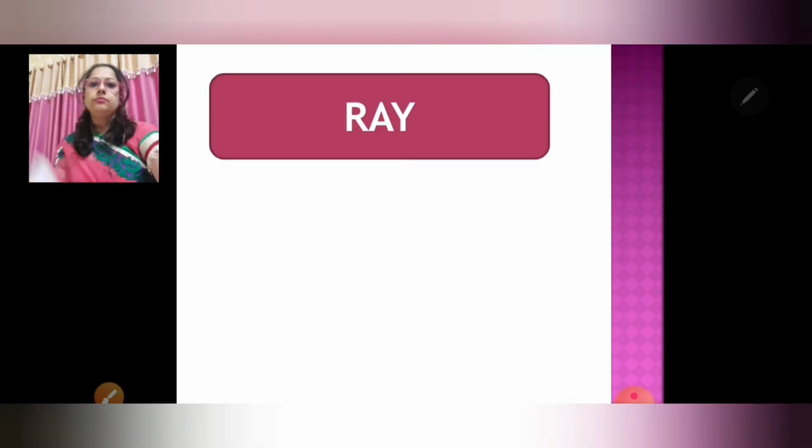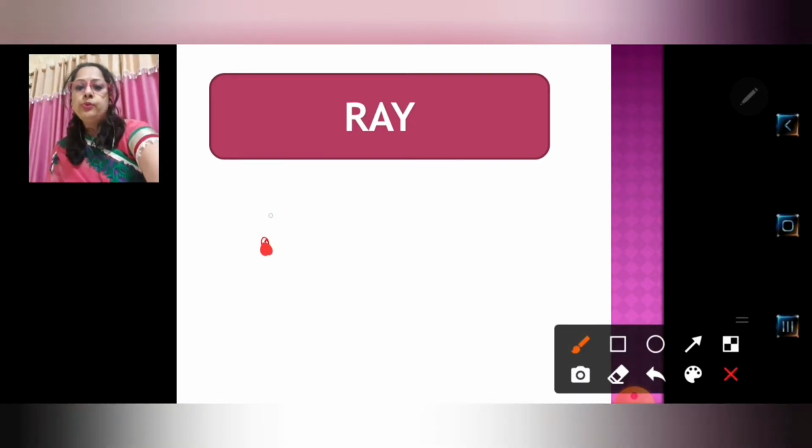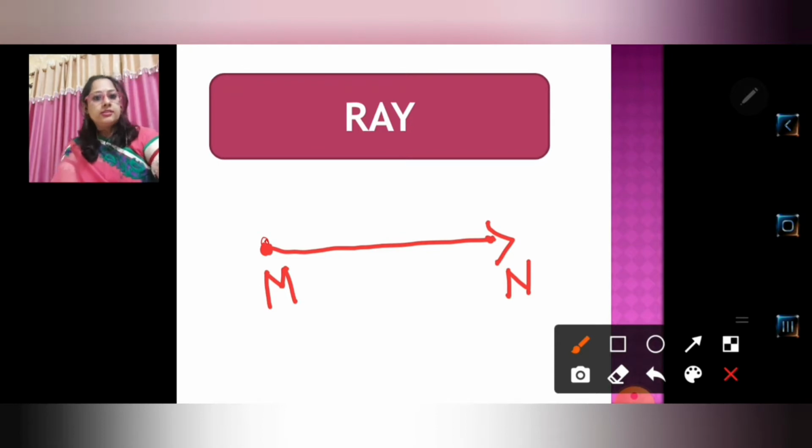Ray. Children, when we extend a line segment in one direction, it is called a ray. A ray is a part of a line having one endpoint, and it extends indefinitely in one direction. So a ray can be named ray MN, and symbolically it can be written as ray MN with the symbol of a ray on the top.